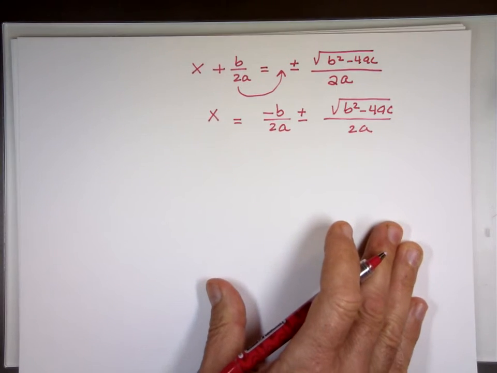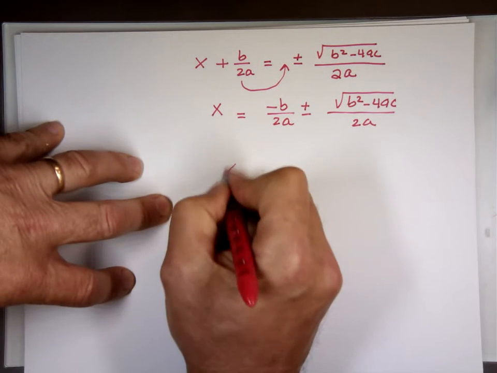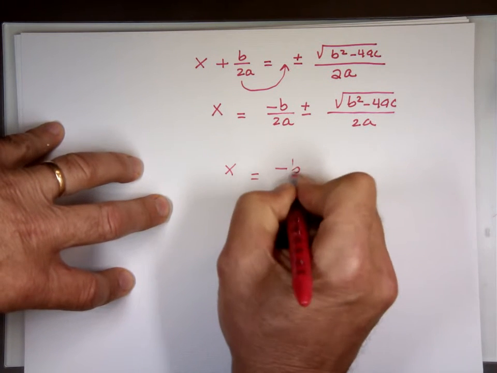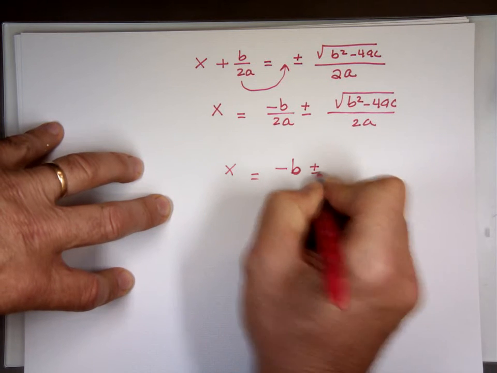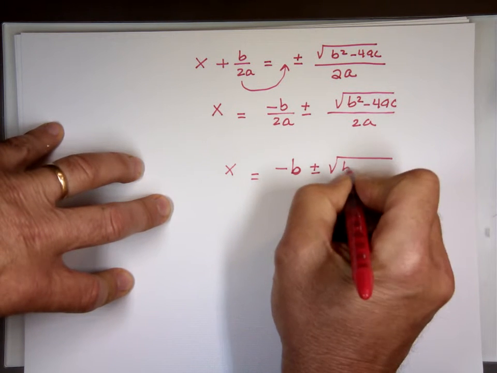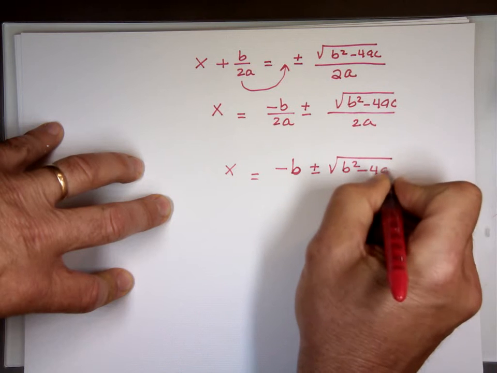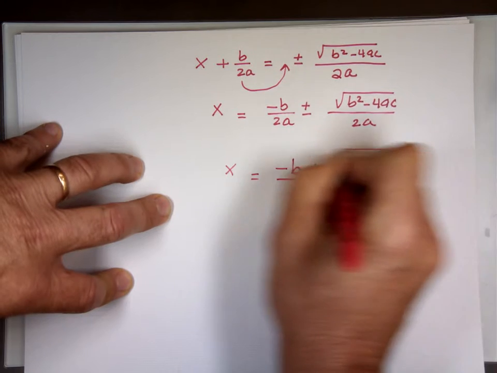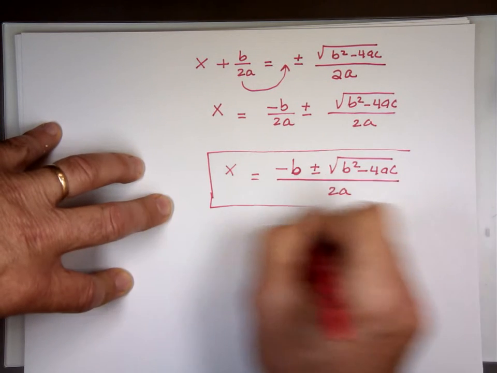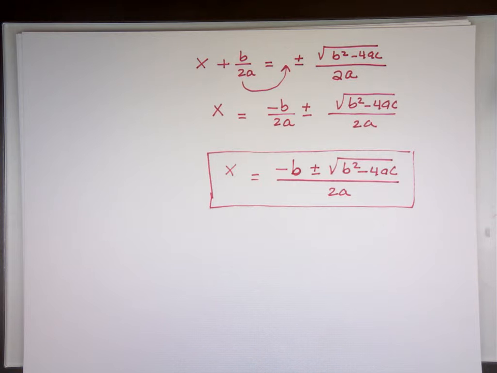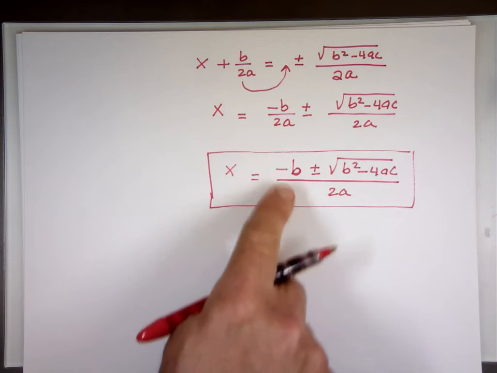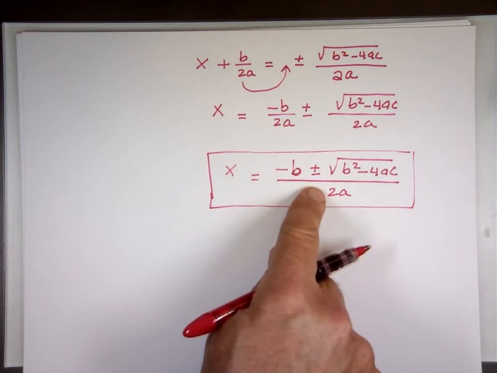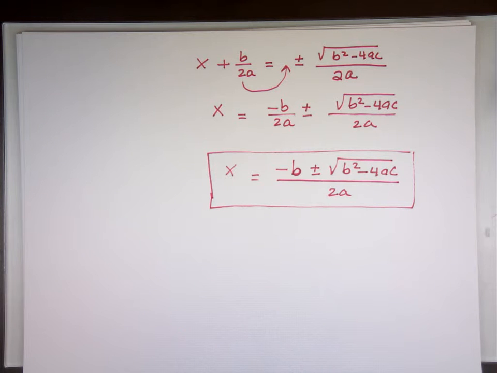And finally, one more step, and that's if you want to solve for x, this one says it is going to be, combine them into 1, negative b plus or minus the square root of b squared minus 4ac divided by 2a. And that's the formula I'm going to be using to solve a quadratic equation using the quadratic formula. It's minus b plus or minus the square root of b squared minus 4ac divided by 2a.